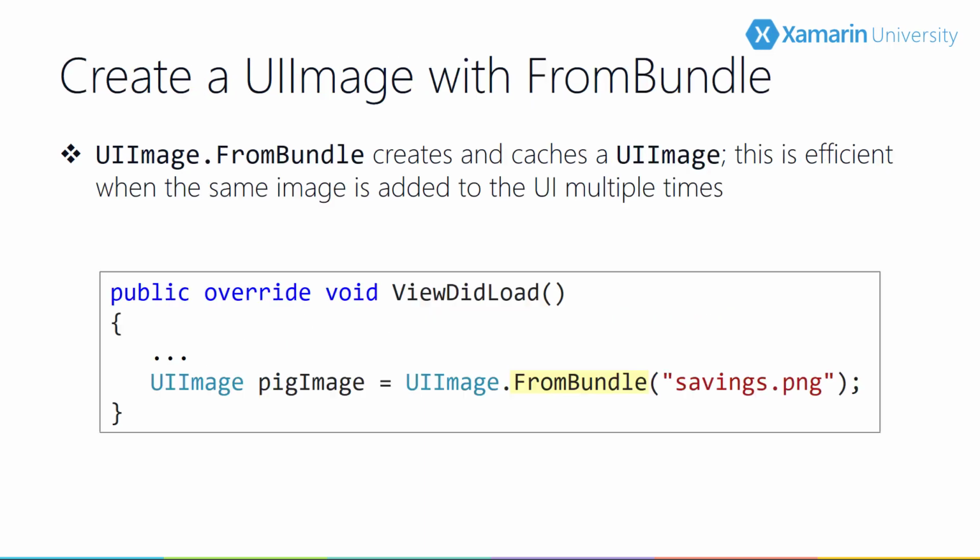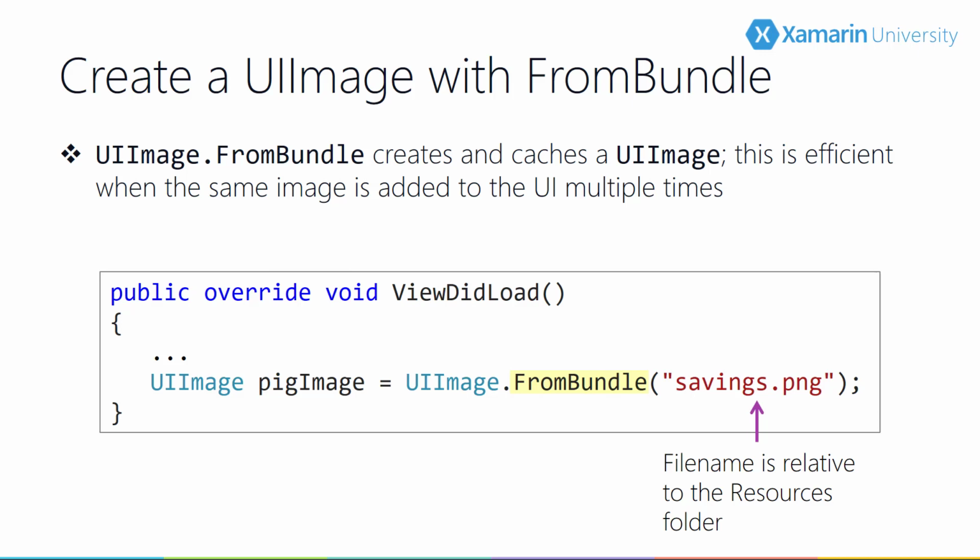So what do I mean by that? Starting with FromBundle, FromBundle will take in a string and it will create and cache a UIImage. So this is efficient when you want to display that image in multiple places. It will help with the loading time and it will cost a little bit of memory. But if you're loading it multiple times, it will be worth it. One thing to be cautious of here is the string parameter. This is the file name of the image, but it is relative to the resources folder.